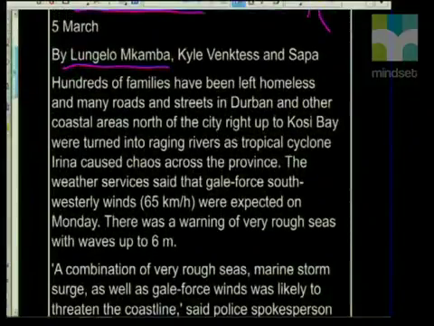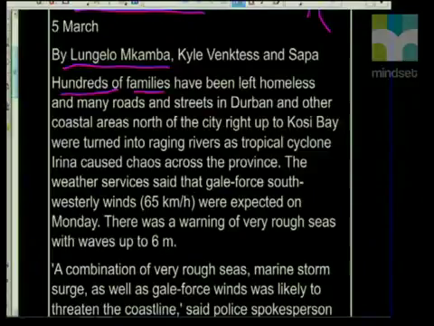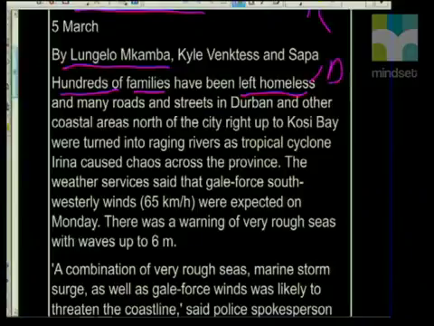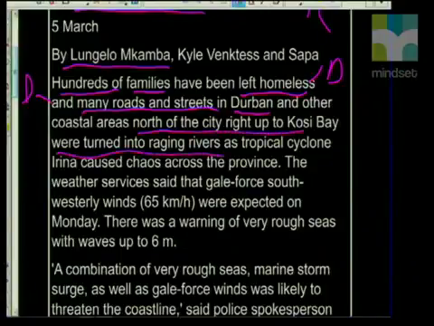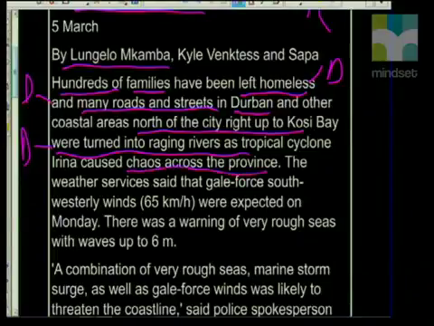Hundreds of families left homeless. Destruction. I'm going to put a D here. Many roads and streets in Durban. Can you see it's a case study on a specific area? That shows were damaged, another destruction. Other coastal areas north of the city, right to Cozy Bay, were turned into raging rivers. Flooded. Destruction. You've studied all this. Irina caused chaos across the province of KwaZulu-Natal.